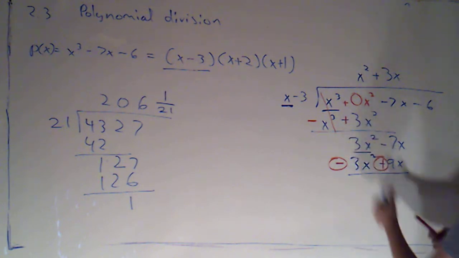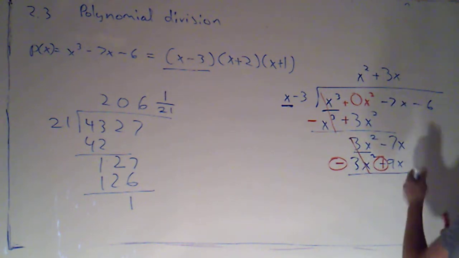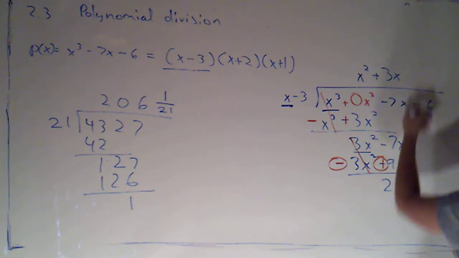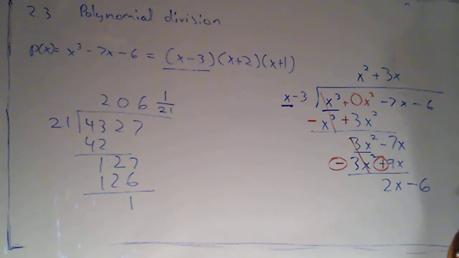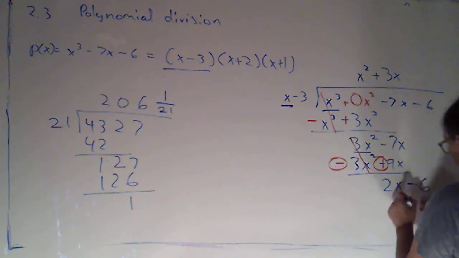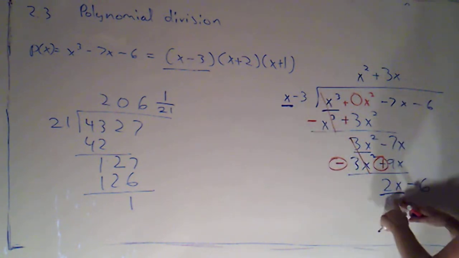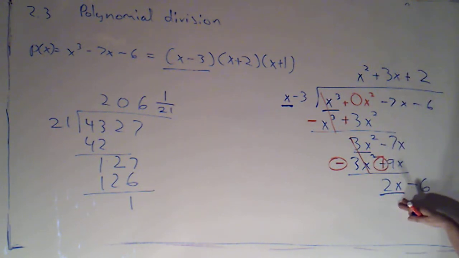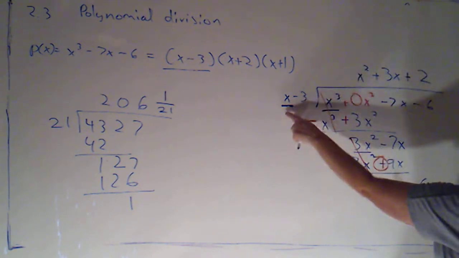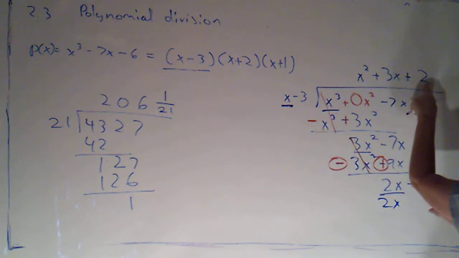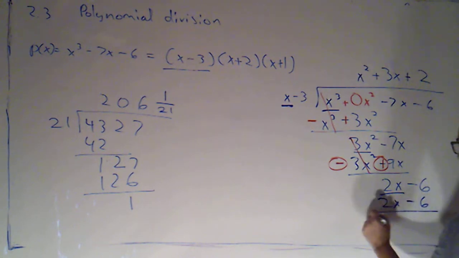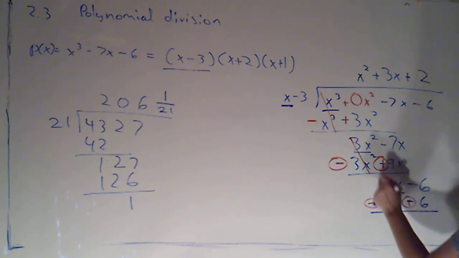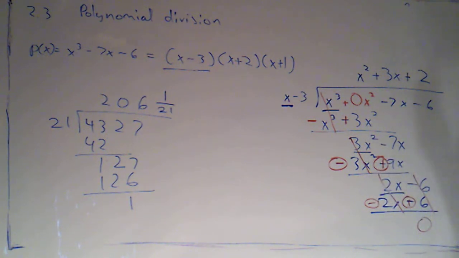Okay. All right, the x squareds cancel each other out. Negative 7x plus 9x is going to be 2x, and I bring down my next digit. Then we repeat. What would I multiply x by to get 2x? 2. So I'm going to add 2 to the list of things I'm multiplying by. 2 times x gives me 2x. 2 times negative 3 gives me a minus 6. The whole thing is a perfect match. So when I change the sign and add, I get 0.